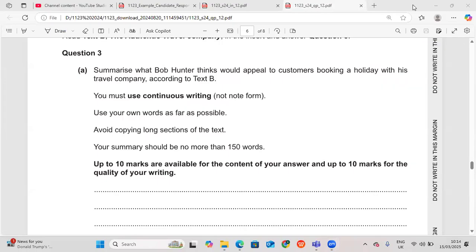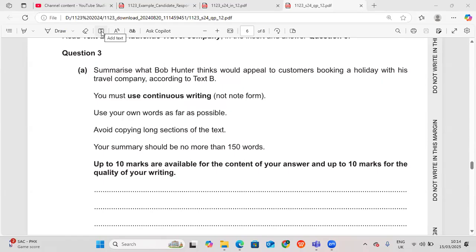Okay, now this is a question that you get in paper. This says: summarize what Bob Hunter thinks would appeal to customers booking a holiday with his travel company, according to text B. So summary writing questions can be of multiple strands.